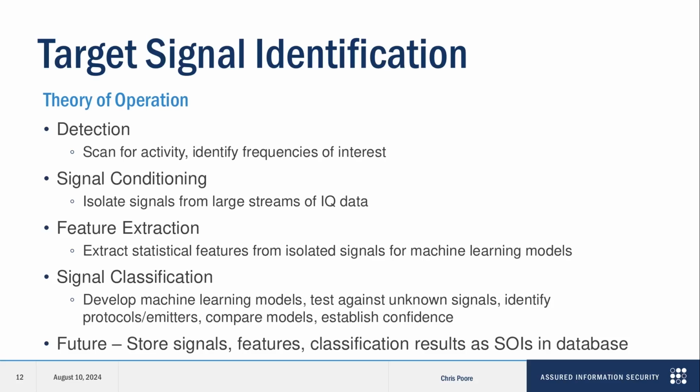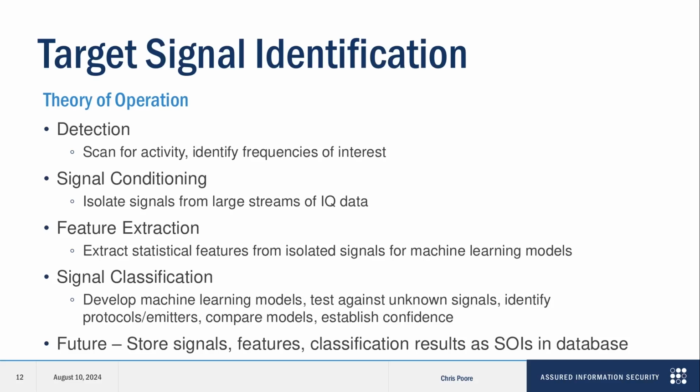The signal conditioner tab isolates signals from large streams of IQ data. Right now it just works on files of IQ data, but it's a pretty simple switch to make it run a flow graph and do live capture of things and isolate the files. It's just changing the file source to an SDR source.